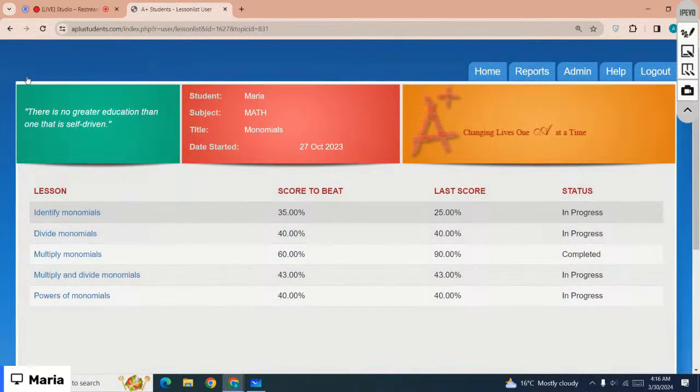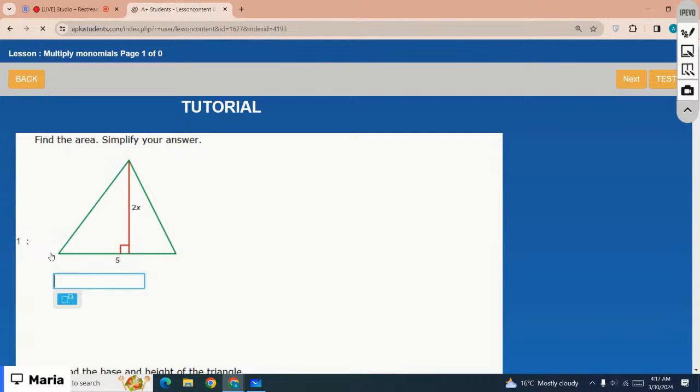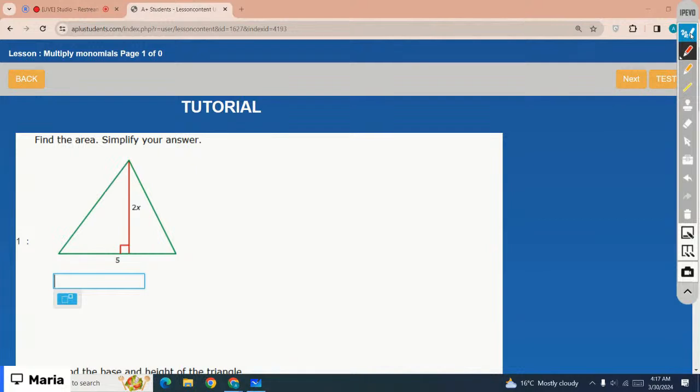The next one is multiply monomials, right? Let's just start with the next lesson. That is multiply monomials. Okay, what is the area? You are given a triangle. You are given the base of the triangle and the height of the triangle. You have to find the area, right? So how do we find the area of a triangle? We know that the formula we can use for the area of a triangle is half times base times height, right?